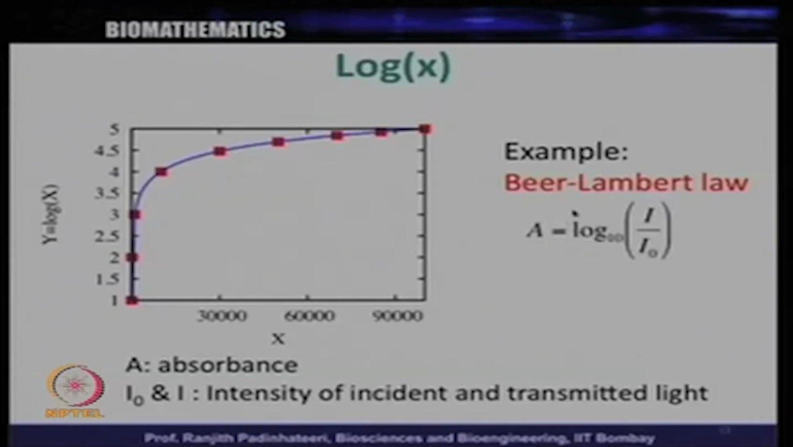You all might have learned about absorbance, like how much light a given liquid can absorb. The absorbance is logarithmically related to the ratio of intensity of transmitted and incident lights. So, here is an example of a natural phenomenon, absorbance, which behaves like a mathematical function. This is interesting, isn't it? Natural phenomena like absorbance behave like a mathematical function.